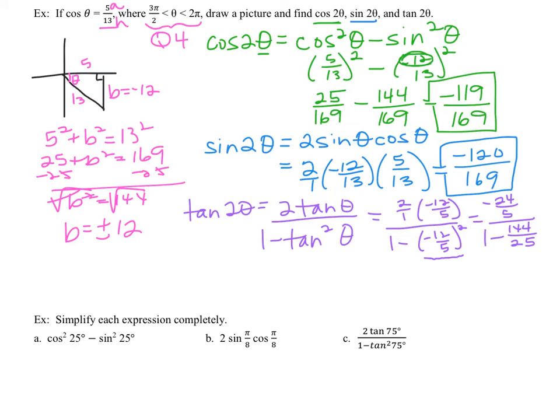In order for us to simplify, we would need a common denominator. So I'm going to bring all of this around here to give a little bit more space. We'll keep the numerator for now, negative 24/5. What I'm going to do is take this 1 and give it a common denominator of 25 over 25.